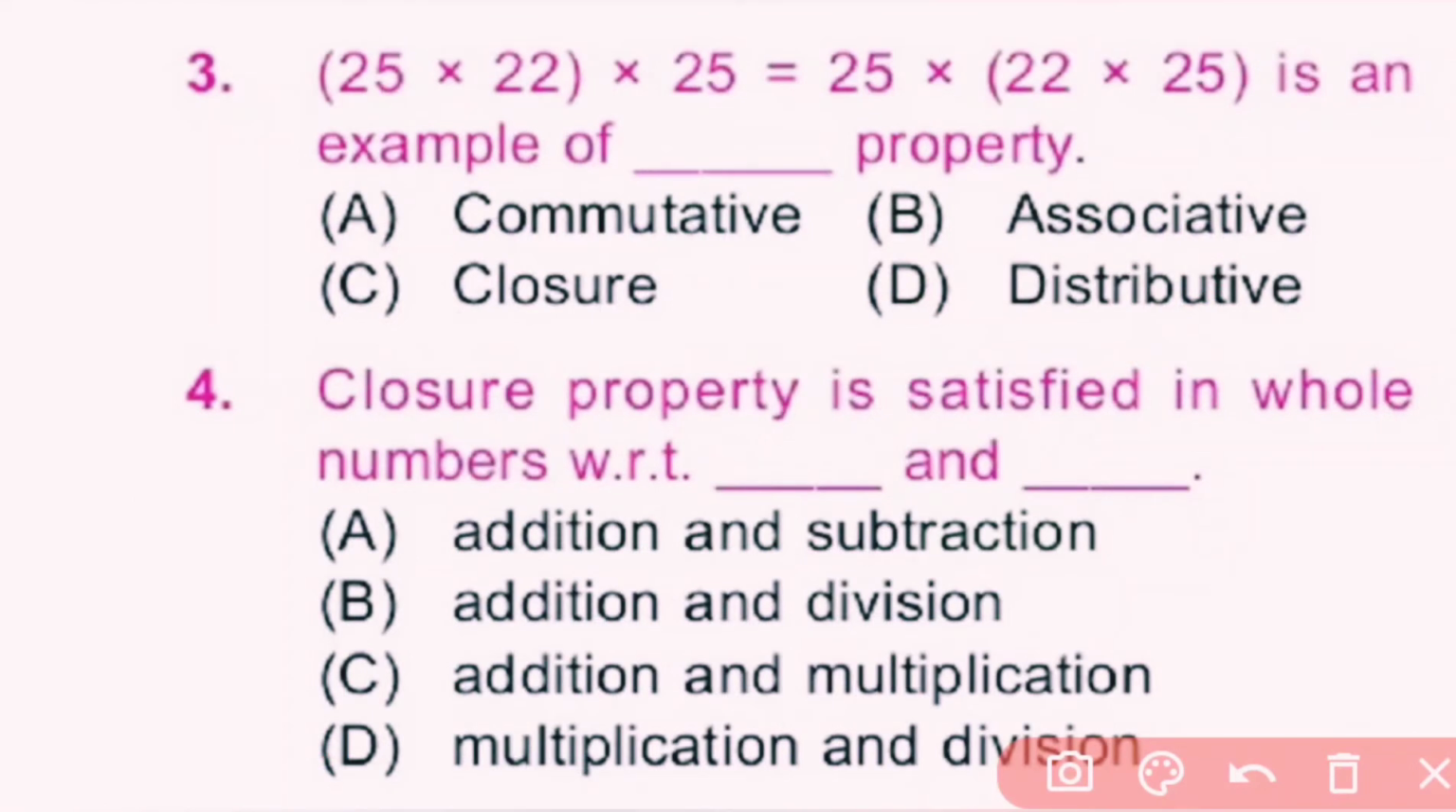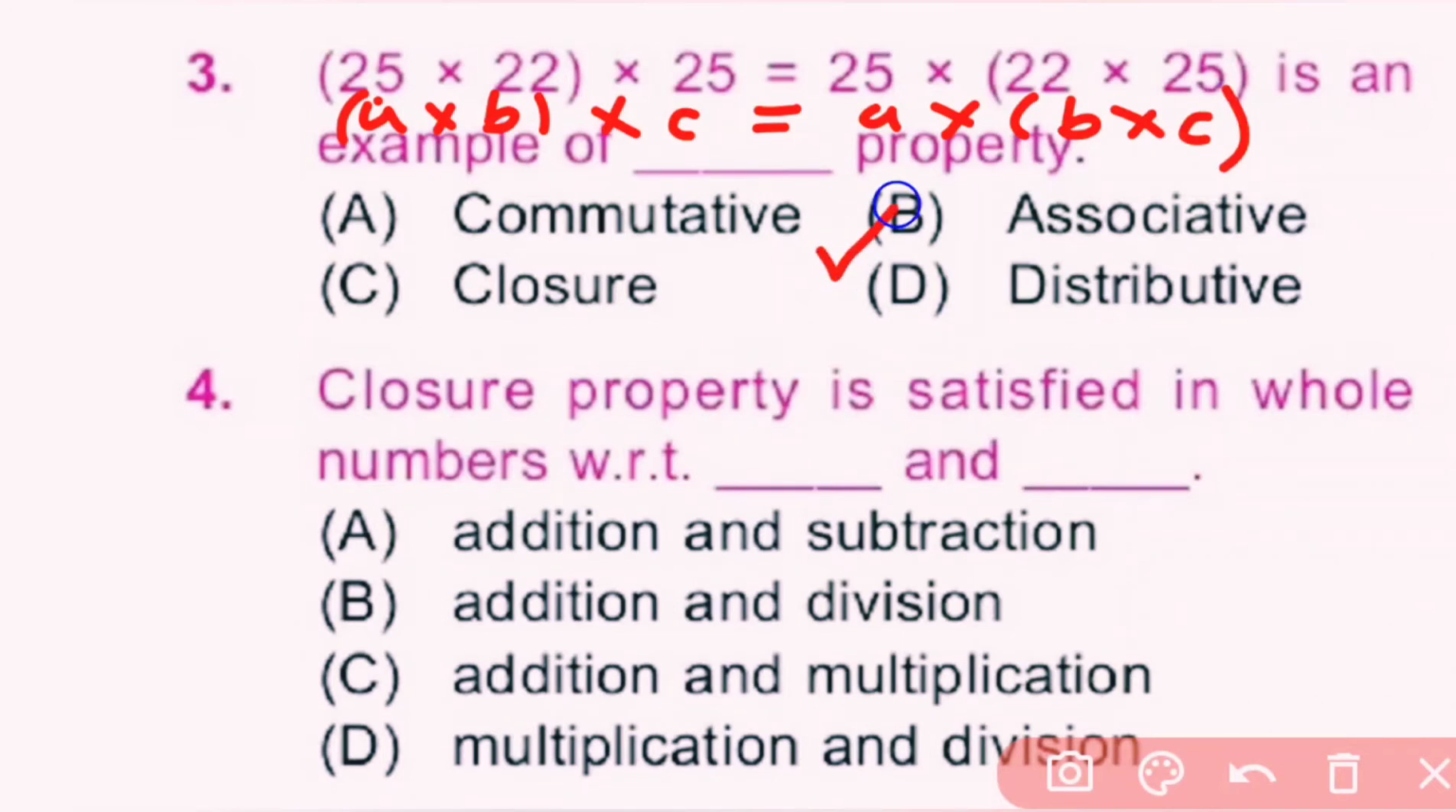Question number 3. 25 into 22 into 25 is equal to 25 into 22 into 25 is an example of dash property. Here we consider A into B into C is equal to A into B into C. It is the associative law of multiplication. So B is the right answer.